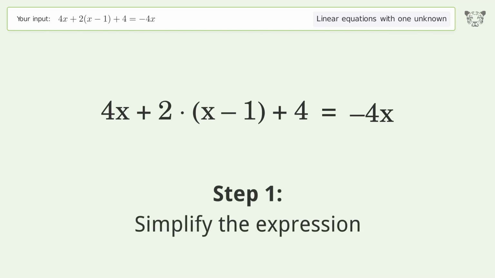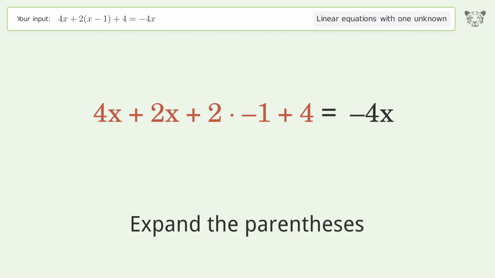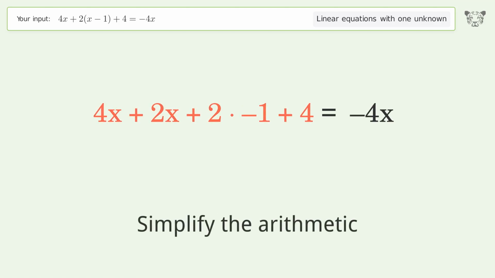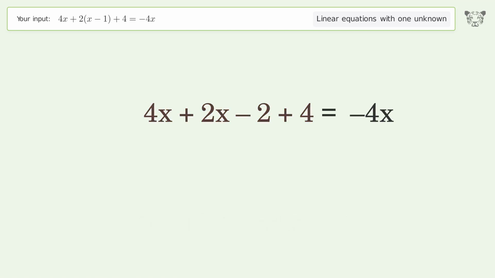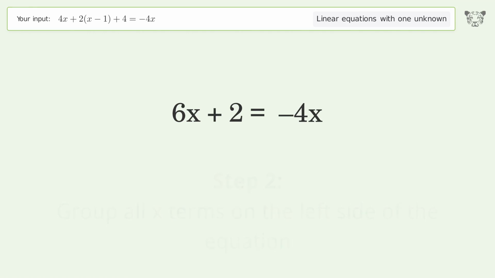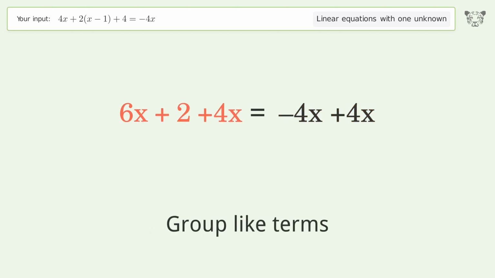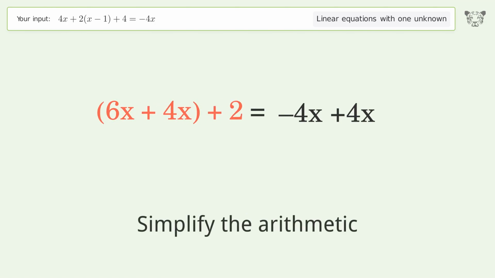Simplify the expression. Expand the parentheses. Simplify the arithmetic. Group all x terms on the left side of the equation. Add 4x to both sides. Group like terms. Simplify the arithmetic.